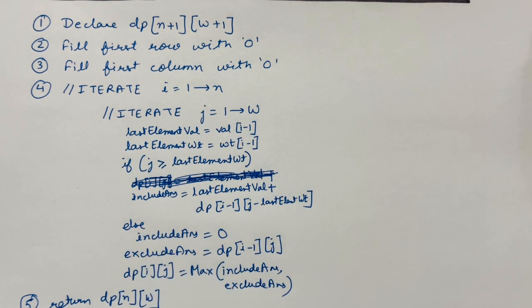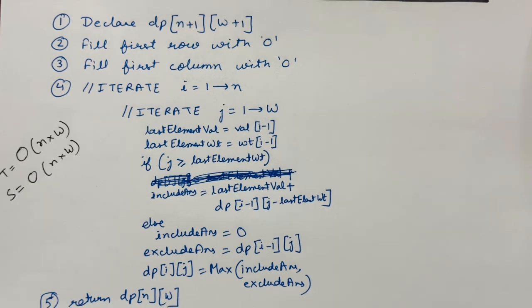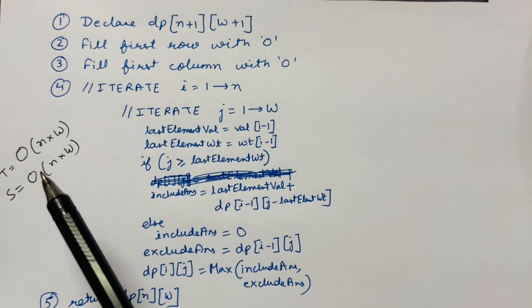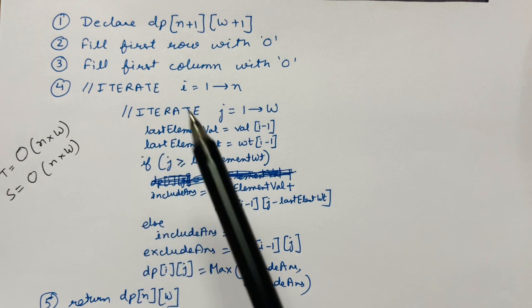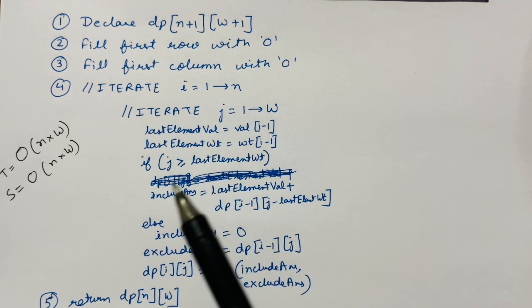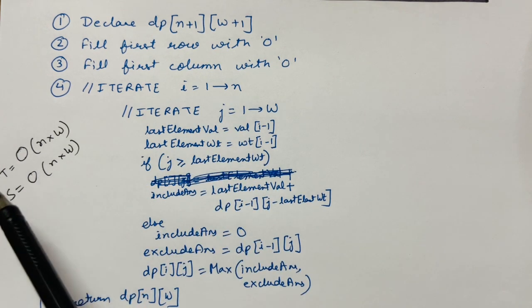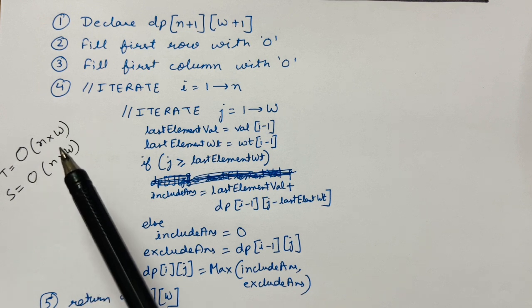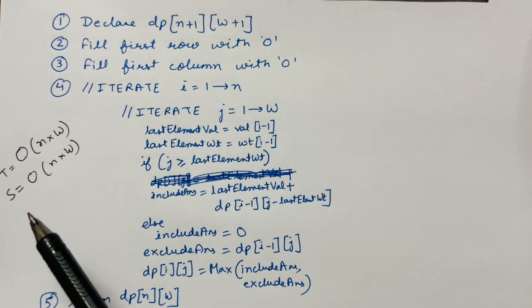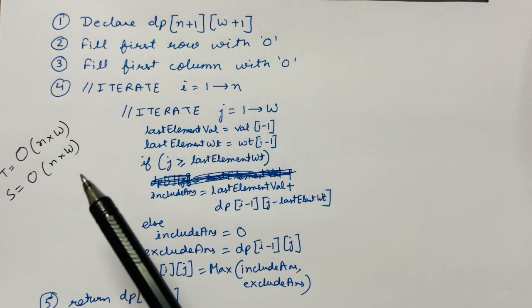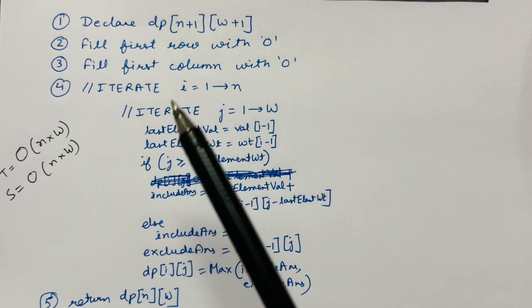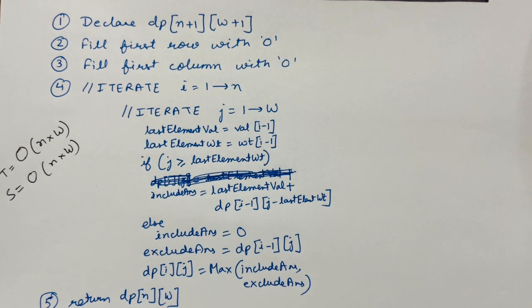What will be the time and space complexity of this approach? Since for every combination of n and w, or i and j, we are calculating the answer once, the time complexity is big O of n into w. Similarly, space complexity is big O of n into w because of this 2D matrix that we are using.